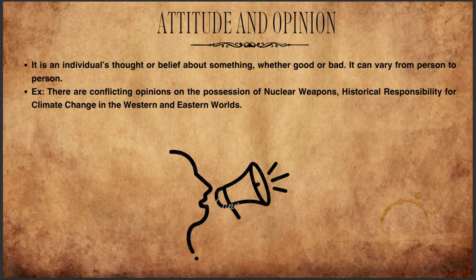Coming on to the next, attitude and opinion. See, an opinion is an individual's thought or belief about something. It might be good or bad, and it can vary from person to person. There are also conflicting opinions on the possession of nuclear weapons, and the historical responsibility of climate change in the western and eastern worlds. Yes, each one has their own opinions, but attitude, as we saw, is the predisposition to act in a certain way.